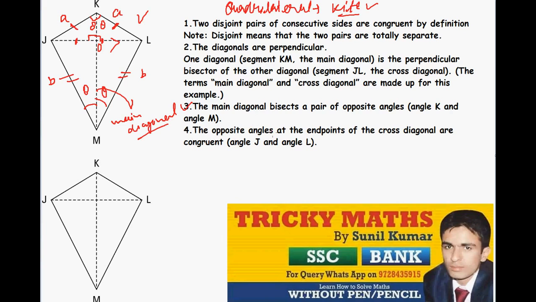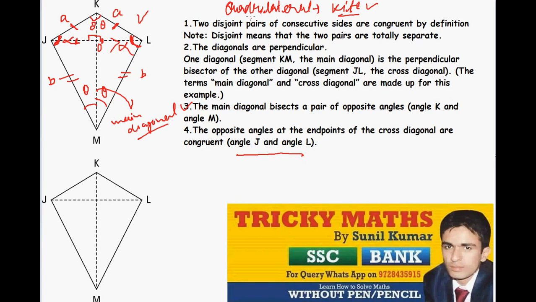Last property. These are the cross diagonal angles. These two angles are the same. This is alpha, this must be alpha. Angle J and angle L must be equal. Hope you understand. I again repeat: the larger diagonal is the perpendicular bisector of the smaller diagonal, the larger diagonal is the angle bisector, and angle J is equal to angle L.